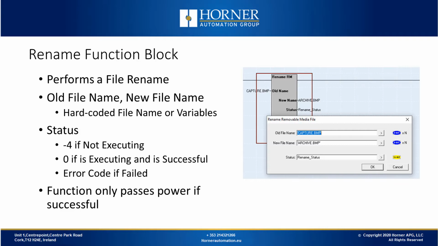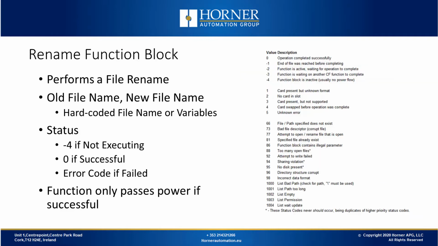You'll get a -4 for status if the function block is not being executed. You'll get a 0 if it is executing and successful, and you'll get an error code if it has failed. The function only passes power if it's successful, so you can assign a coil to the output of that rename function block, and you'll know that it's successfully executed. Here's a list of all the status codes. There's a couple of them that are useful. For example, -2 tells you that the function is still active, but has not been completed yet.